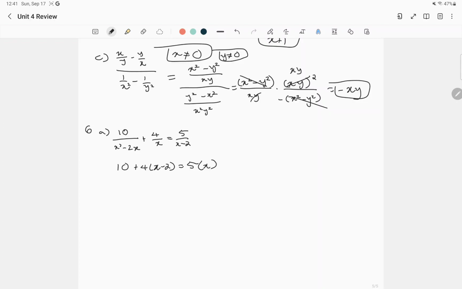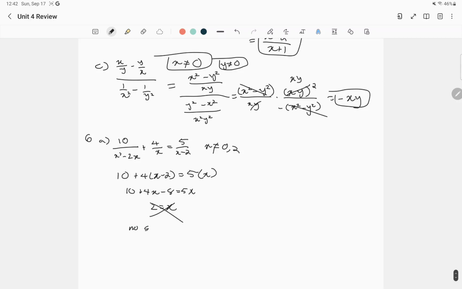And this will give 10 plus 4x minus 8 equals 5x. Then we bring this over, so we have 2 equals x. But the thing is, this is not our solution, because it's important to note that x cannot be 0 or 2 from this front. So this is no solution. So the correct answer is no solutions, since the one that we got is not an applicable answer.